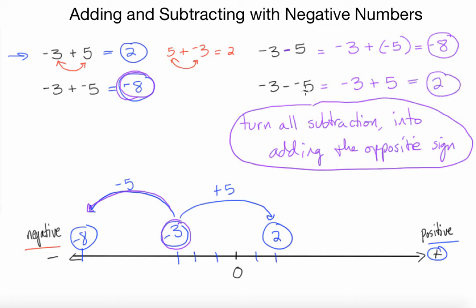The only thing I can say is when we have two negative signs, since the negative is the opposite of positive, we have a kind of double negative going on. The opposite of the opposite is right back in the same direction that I began with. So that's why negative 3 minus negative 5 is the same as negative 3 plus 5.